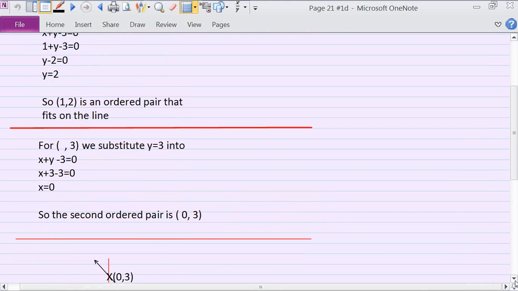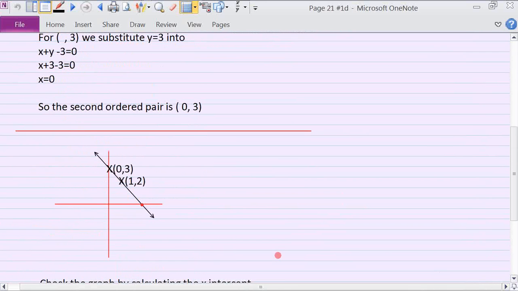Now if I take the first ordered pair, (1, 2), and the second ordered pair, (0, 3), and I connect the points joining those two, we get the straight line right here.